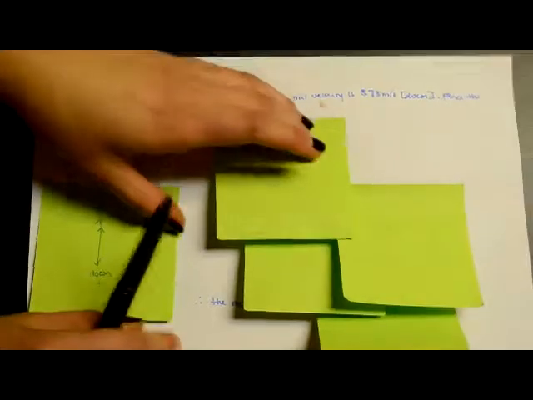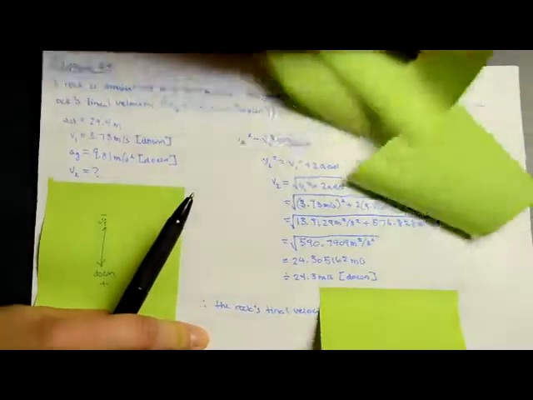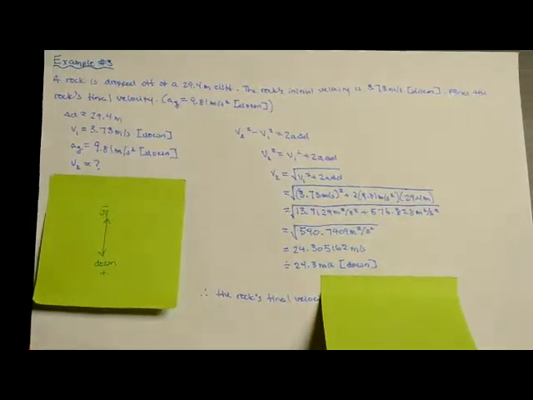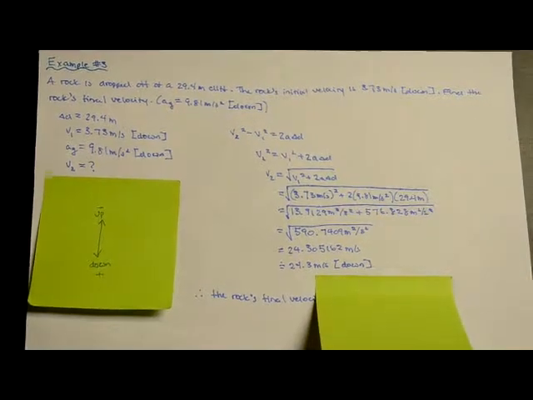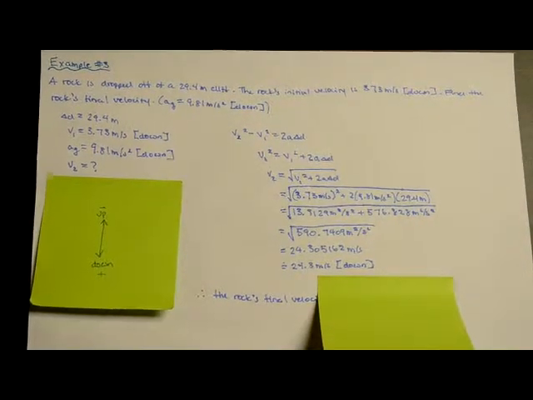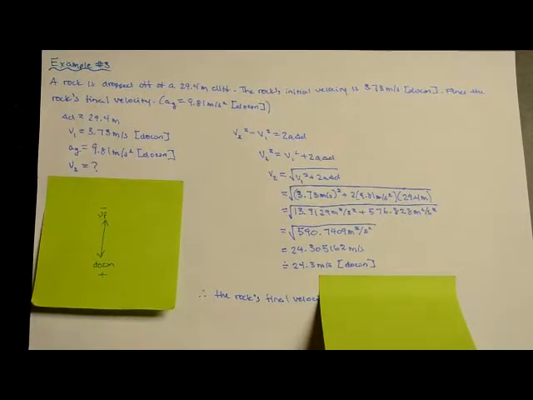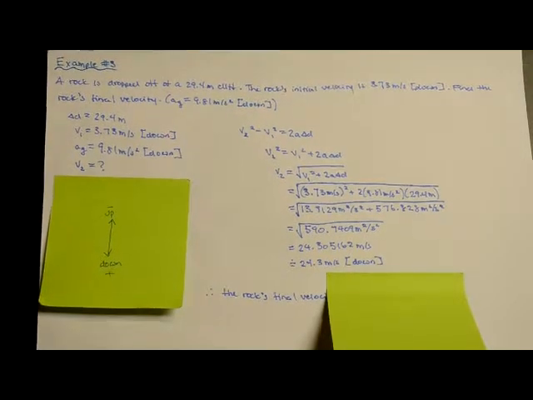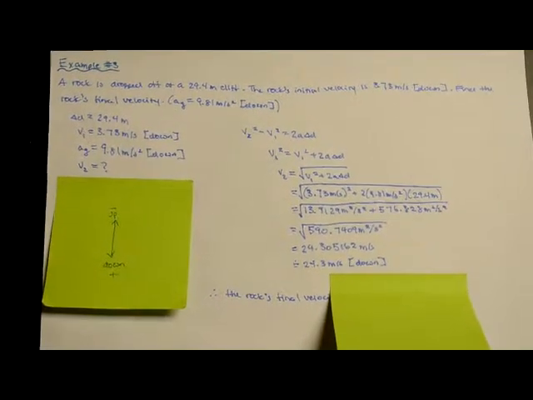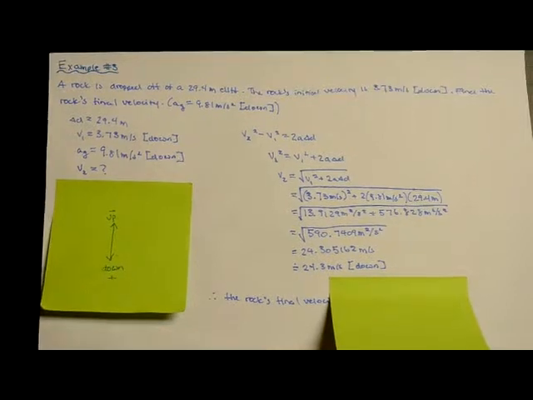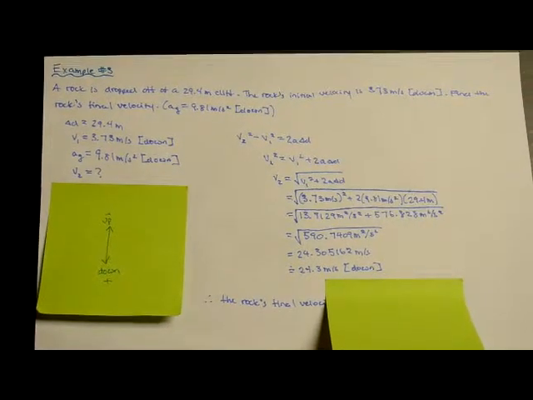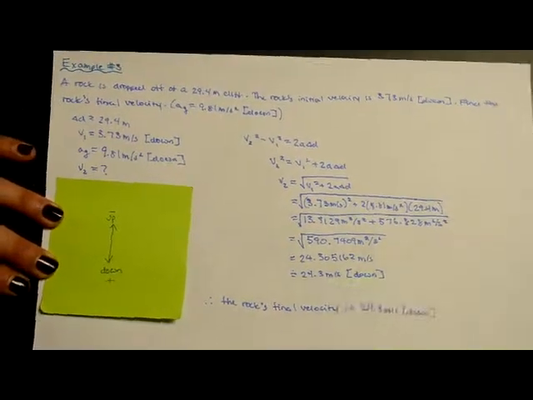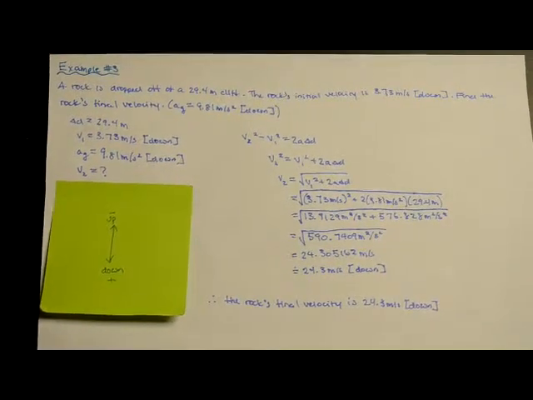To solve this problem, we have to first isolate for v2. To do this, we move negative v1 squared to the other side so that it becomes just v1 squared. Then we square root both sides to get the full equation: v2 equals the square root of v1 squared plus 2 times a times delta d. From here we sub in our variables and solve to get the answer 24.3 meters per second down. Therefore, the rock's final velocity is 24.3 meters per second down.